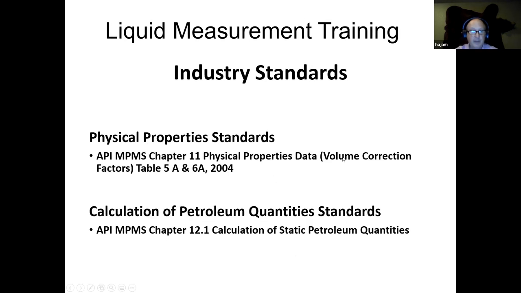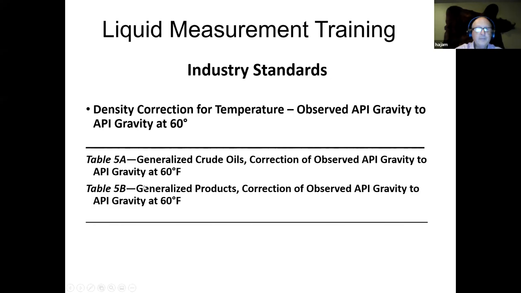Physical properties, chapter 11, tables 5A and 6A. We want to talk to you about the 2004 tables, that they're the ones that are used, nothing else. Also, chapter 12.1 is calculation of static petroleum quantities, which details how to arrive at a net volume. Those are important standards to understand. So again, we want to reiterate that table 5A is for generalized crude oils, and we want to make sure that we cover that extensively when we're talking about determining net volume.